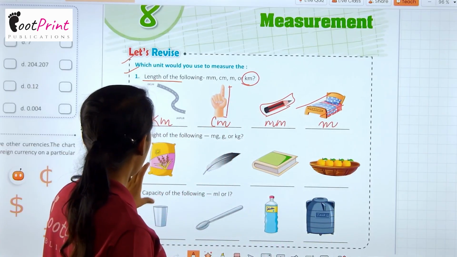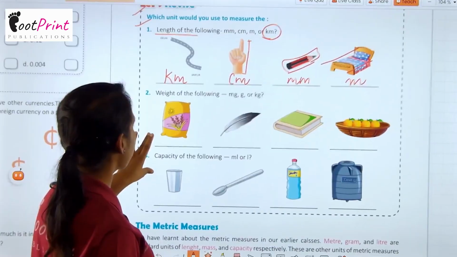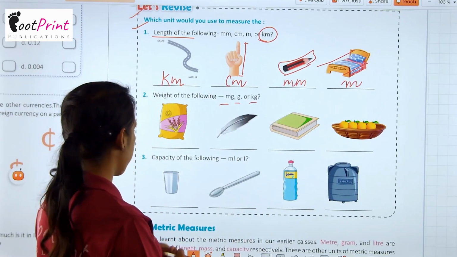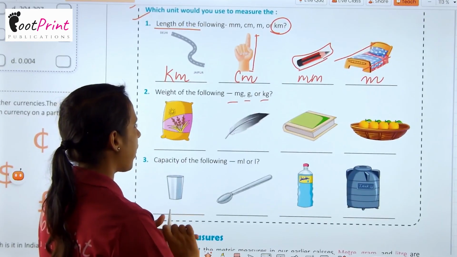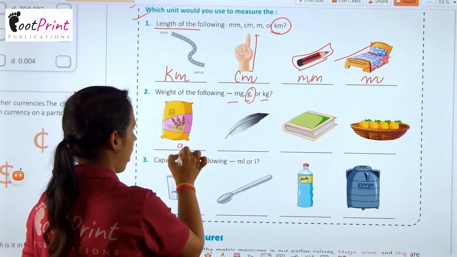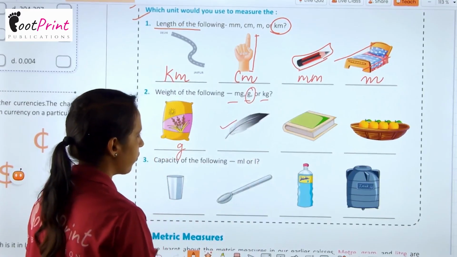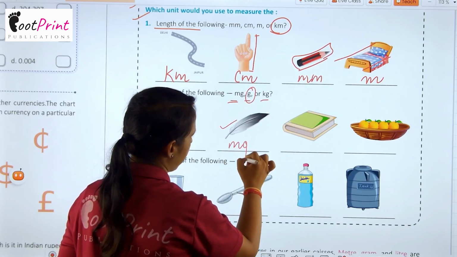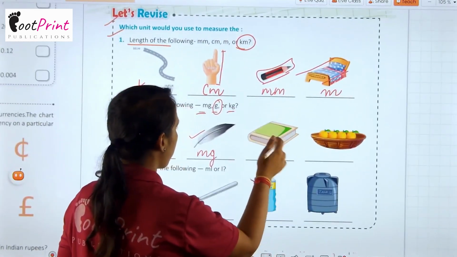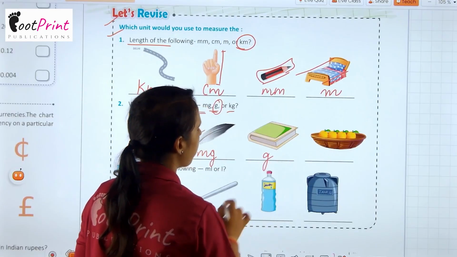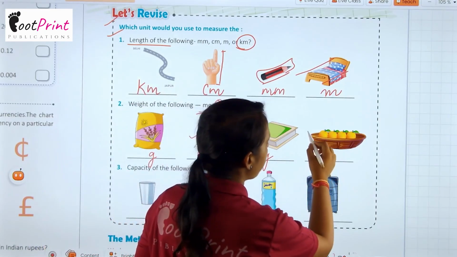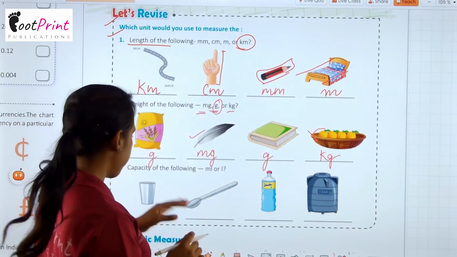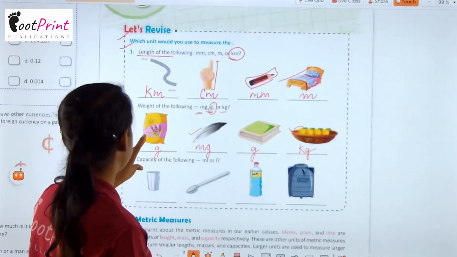Now question number 2: weigh the following, in milligram, gram or kilogram. Here is a pillow, and we will measure its weight in gram. Here is a feather, so we will measure its weight in milligram. For the book, we can measure the weight in gram, and the weight of oranges we will measure in kilogram.